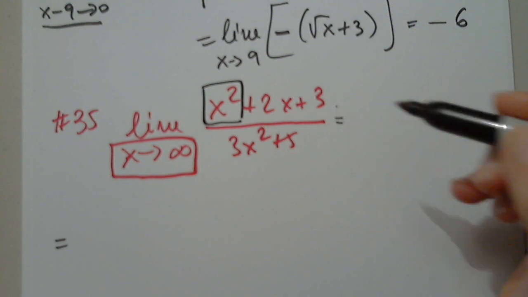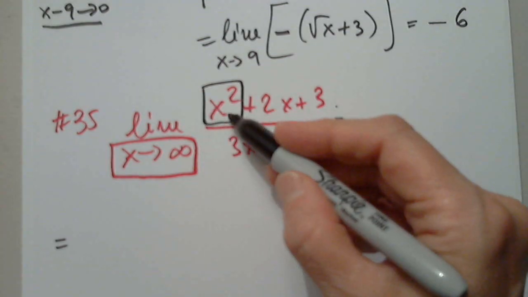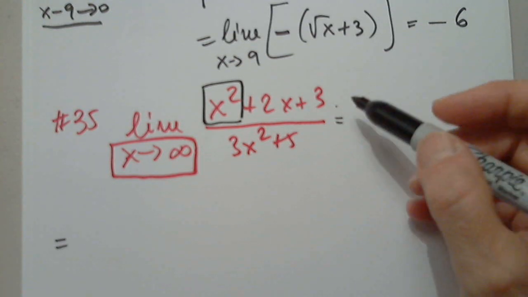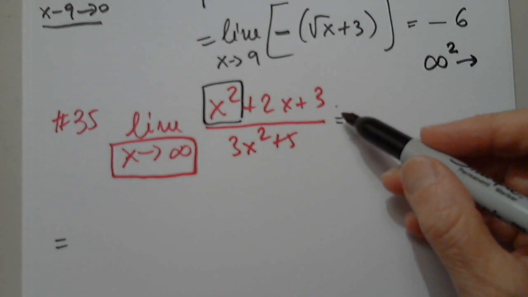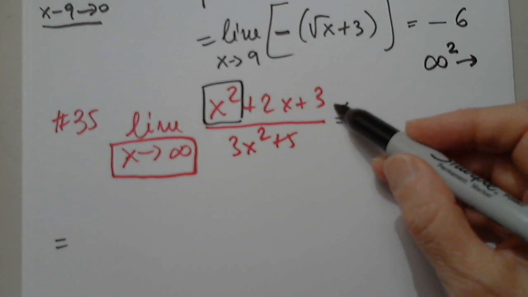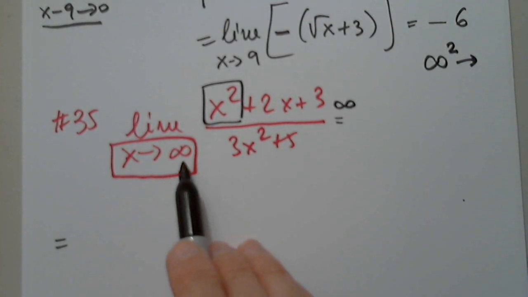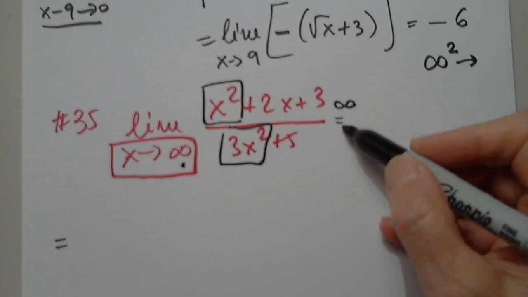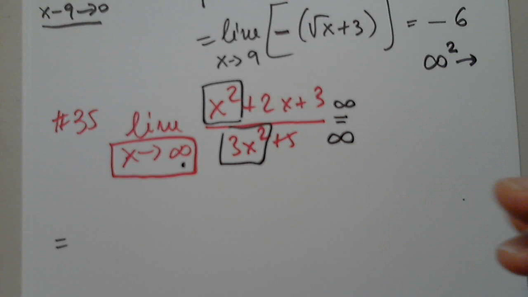What should I write up here? If you plug infinity squared, where does it go? Infinity squared, where will that go? Infinity. Of course, thank you so much. Now the denominator, which of these two terms is the most powerful when x approaches infinity? 3x squared. Absolutely, awesome. Where will this go? Infinity as well? Yes.